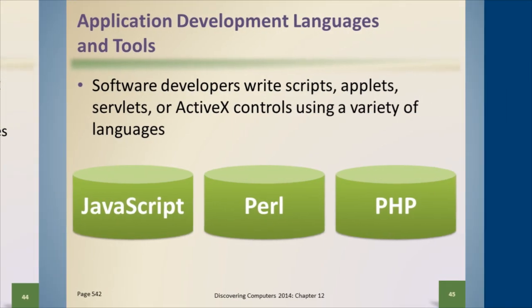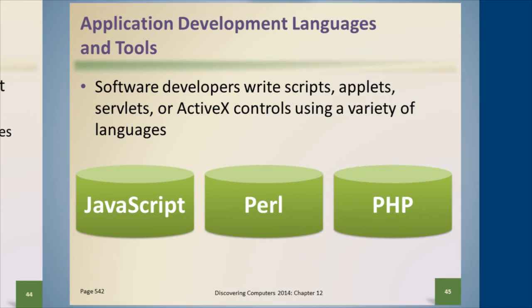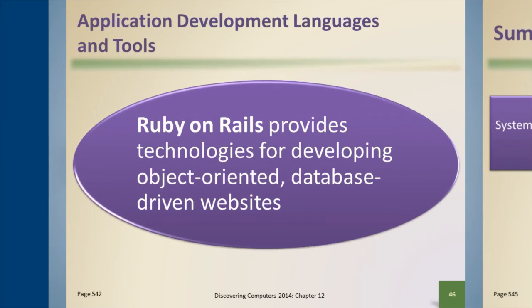As far as some of the development languages and tools for websites, here are some examples: JavaScript, Perl, PHP. There's also ASP. You've got other things like Flash or Silverlight from Microsoft. And these allow software developers to write scripts and write applets and servlets, ActiveX controls, etc., to create more interactivity with a web page so that you can have a dialogue, have some interaction with users. And then lastly, the text talks about Ruby on Rails, providing technologies for developing object-oriented database-driven websites.